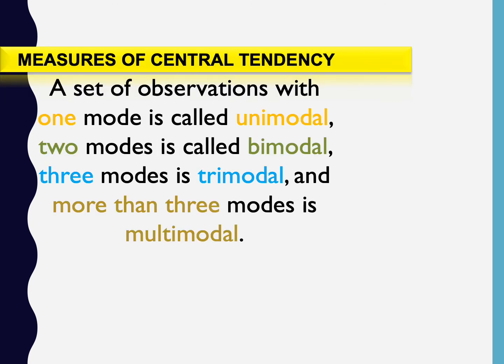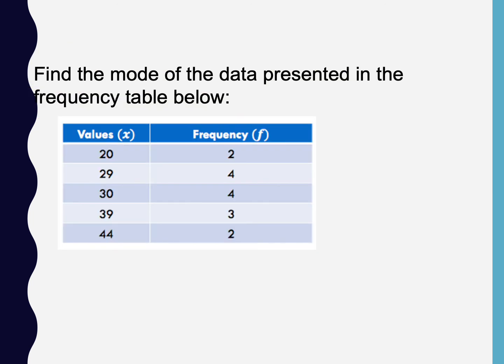Now, a set of observations with one mode is called unimodal, whereas a set of observations with two modes is called bimodal. The set of observations with three modes is called trimodal, and more than three modes is called multimodal. Finding the mode in data presented in a frequency table, such as below, you just need to identify which values have the most number of frequencies. In this case, it is 29 and 30.